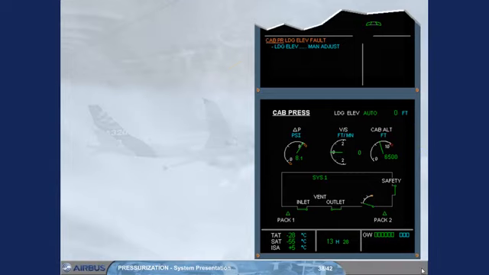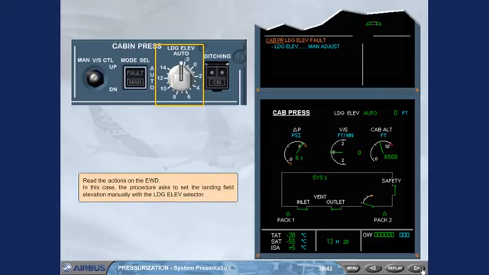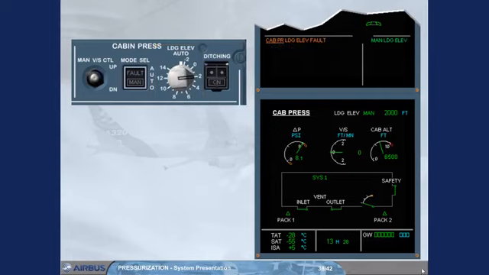Read the actions on the engine warning display. In this case, the procedure asks to set the landing field elevation manually with the landing elevation selector. As soon as the selector is moved from the auto position, the action line on the engine warning display clears, and a manual message appears on the cabin pressure page. The landing elevation value will also indicate the selected value.